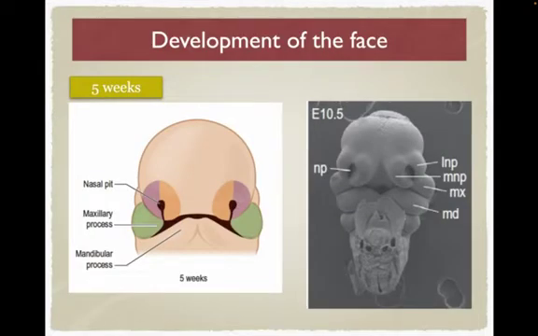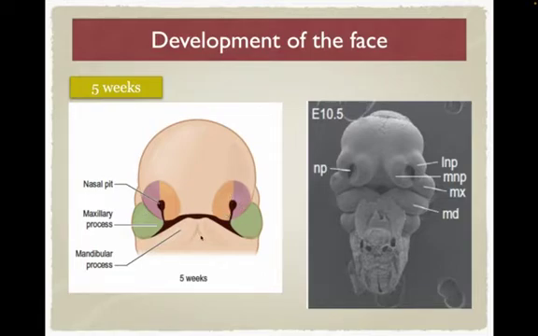Then further divisions, further differentiation of the cells. The frontonasal process now at the 5th week will differentiate into 2 processes. The first one is called the lateral nasal process, and the second one, or the inner side one, is called the median nasal process. So we have either the lateral nasal process or the median nasal process.